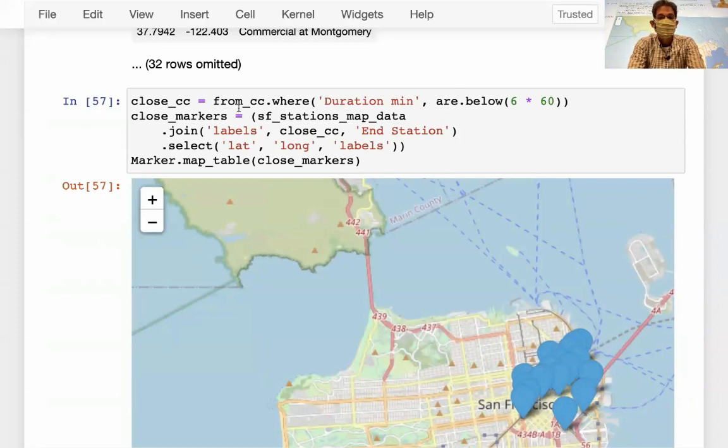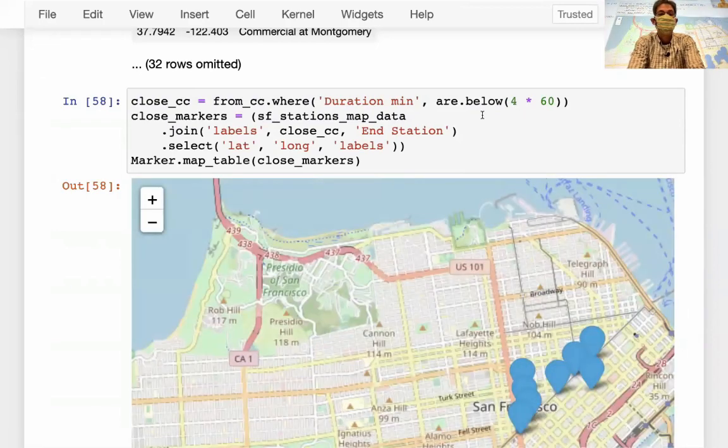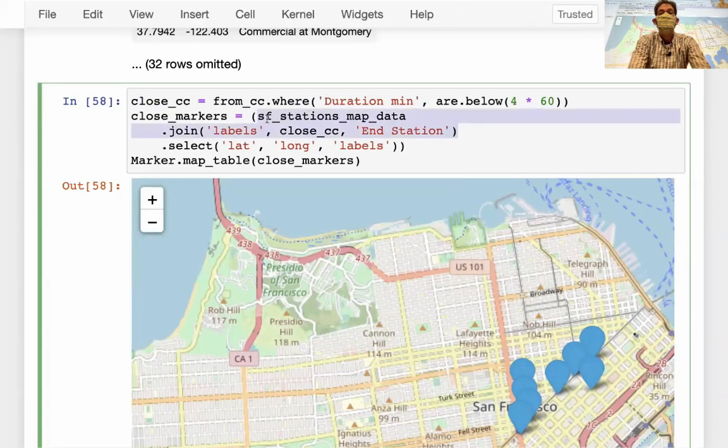What have I done? I've used a property of join, which is that the result only has rows that match. So if I take all of the different stations and match only with the ones where the name appears in a table that picks only the close stations, the ones that are close to Civic Center, meaning below 6 minutes or 4 minutes or whatever it was, then I end up with a joined table that only has those in it. So let's take a look at this joined table that we made.